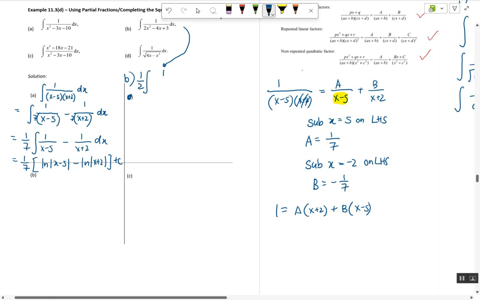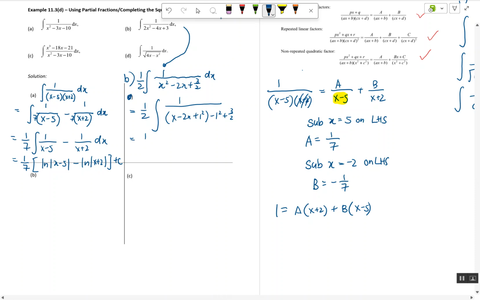First, take out the 2 of the denominator, and this will be x squared minus 2x plus 3 over 2 dx. So this is half integral. Now I'm going to complete the square inside: x squared minus 2x plus 1, minus 1 squared, plus 3 over 2. So this is half the integral of 1 over (x minus 1) squared minus 1 plus 3 over 2, so that will be plus half.